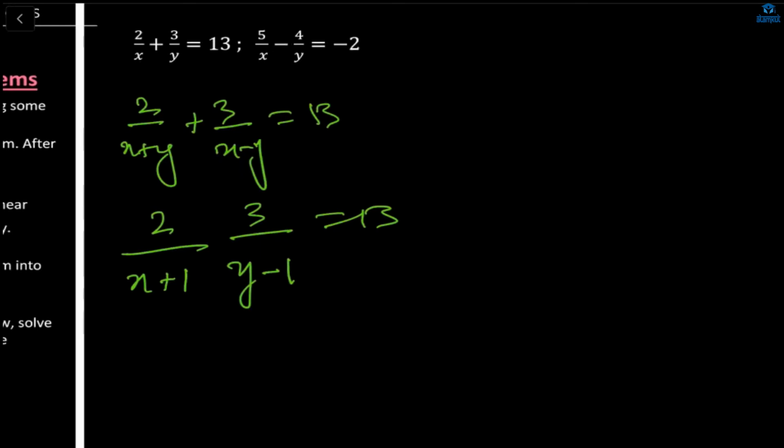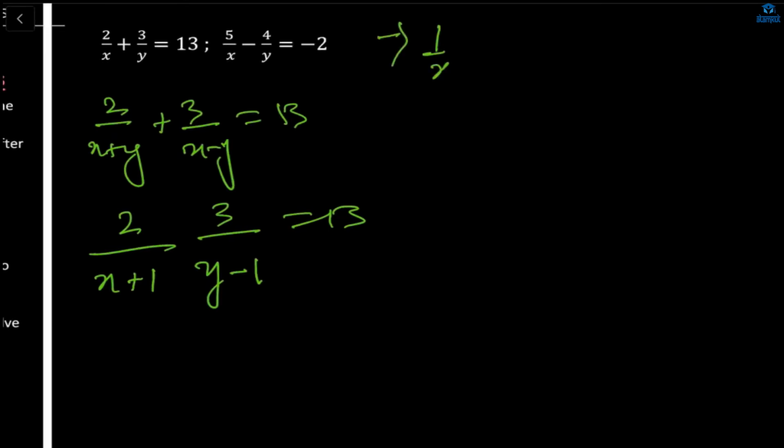Listen, when it is written like this, we are going to assume 1 by x is equal to p, or u, or anything. 1 by y is equal to q. You can assume u and v also. So 1 by x we assume as p, and 1 by y we assume as q. The new equation you will get is 2p plus 3q is equal to 13. Now this looks like a linear equation.